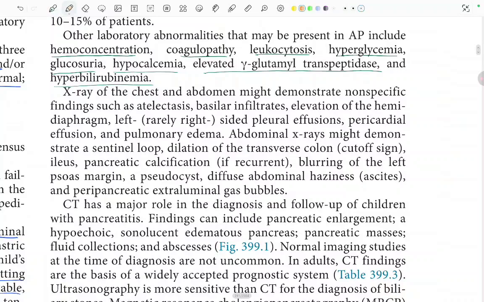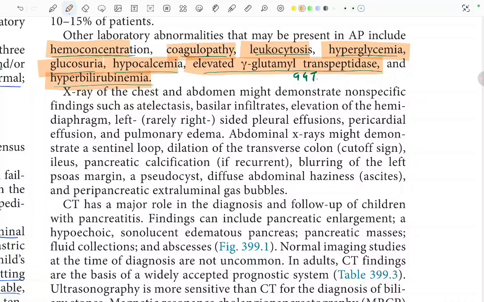So coagulopathy is commonly seen, leukocytosis is seen, hyperglycemia is seen, glucosuria, hypocalcemia, and elevated gamma glutamyl transpeptidase, that is GGT. Elevated GGT is also commonly seen, and hyperbilirubinemia also. Okay.